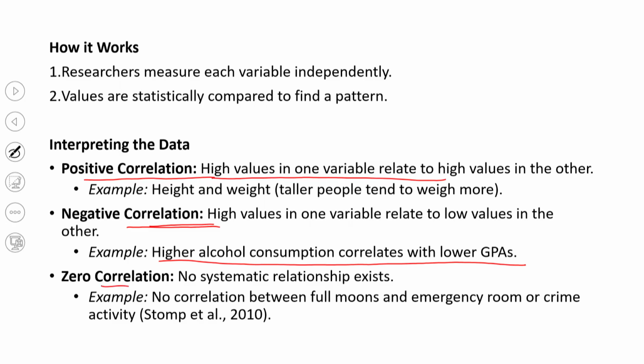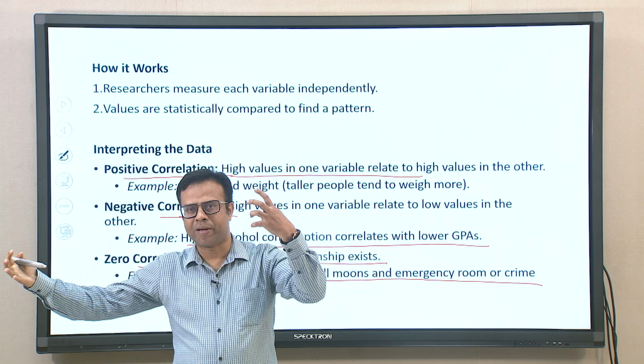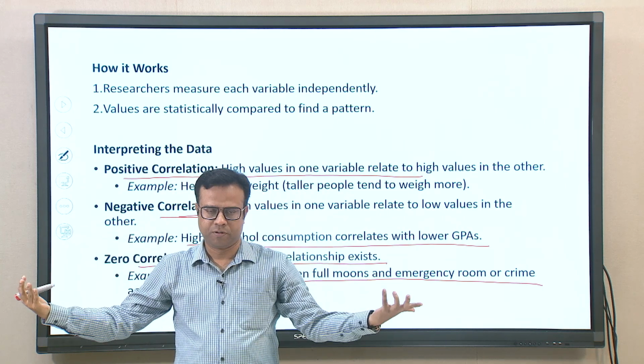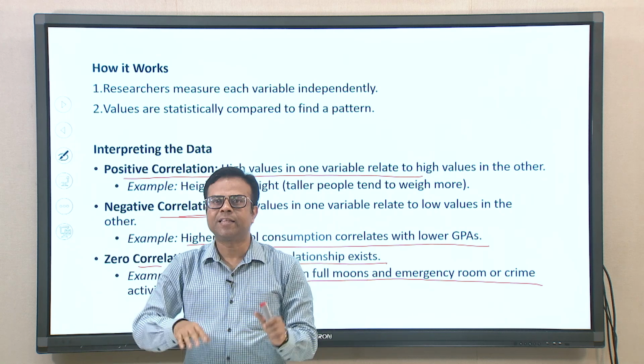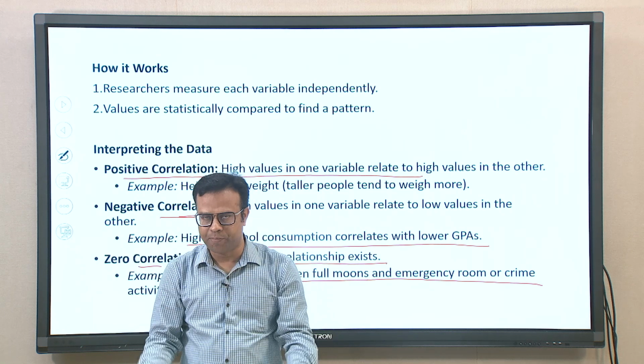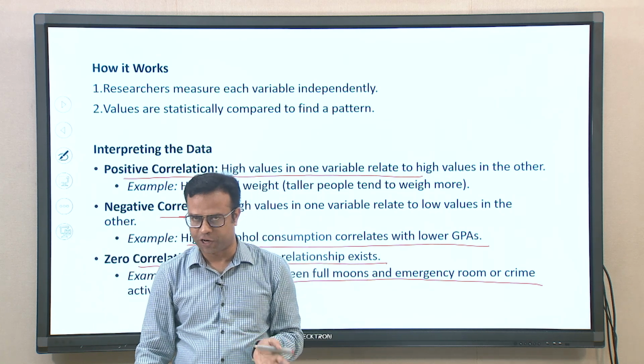Zero correlation means there is no systematic relationship between the two variables. For example, there is no correlation between full moons and crime activity. Let us say whether you have a full moon or no moon and the kind of crime that happens in a city, there is no relationship between them. So, like this there can be different types of relationship: positive, negative, zero correlation, and so on.